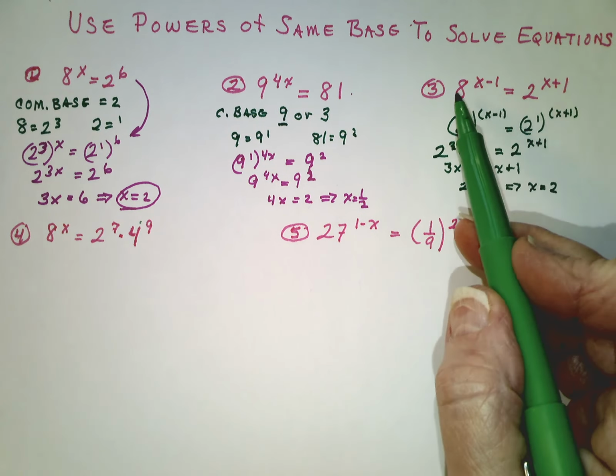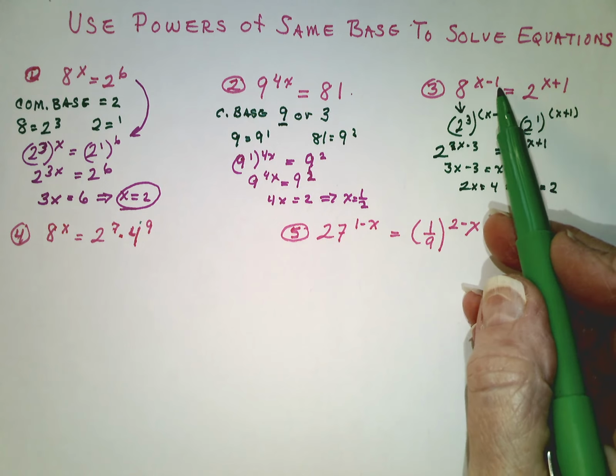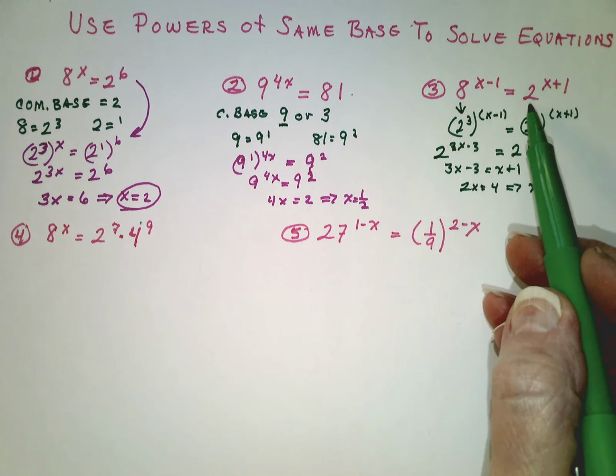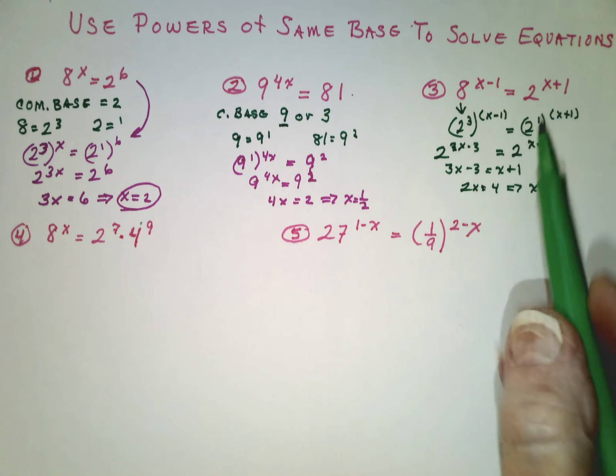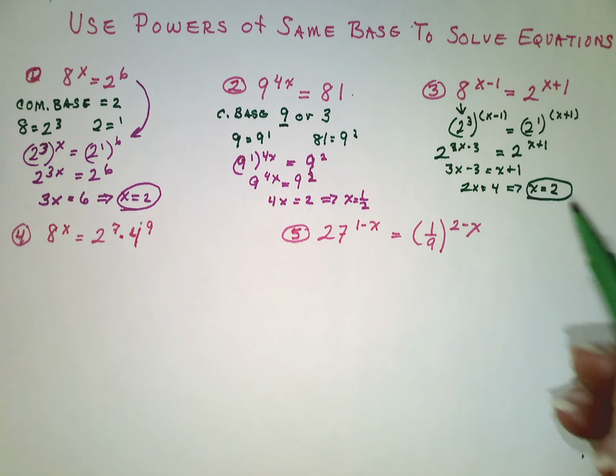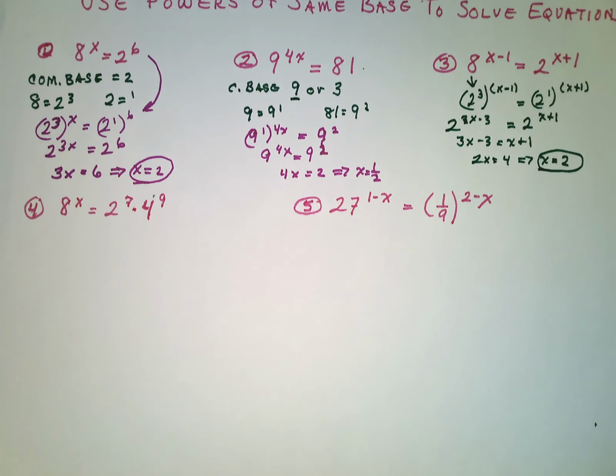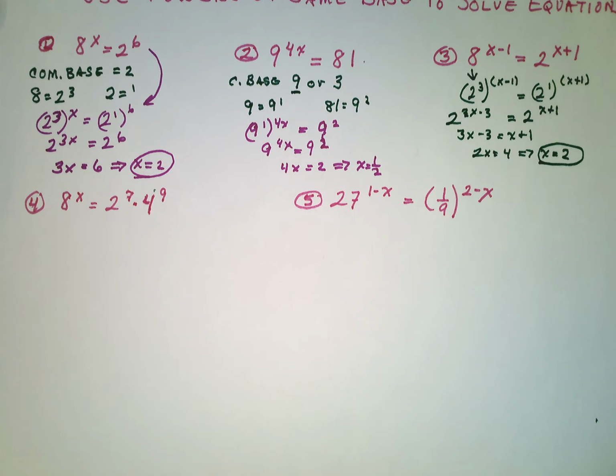We'll check it out. 8 to the 2 minus 1, that would be 8 to the first. 2 to the 2 plus 1, that would be 2 to the third. 2 to the third does equal 8. These last two got a little fancier.